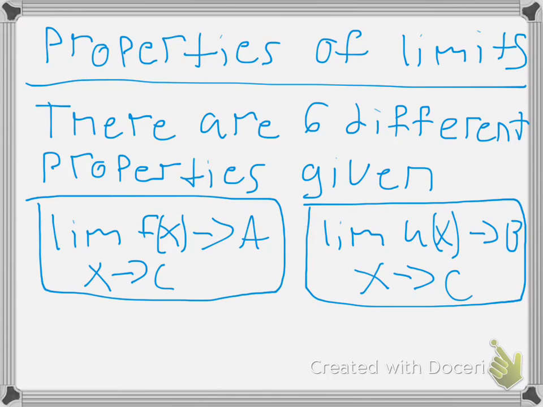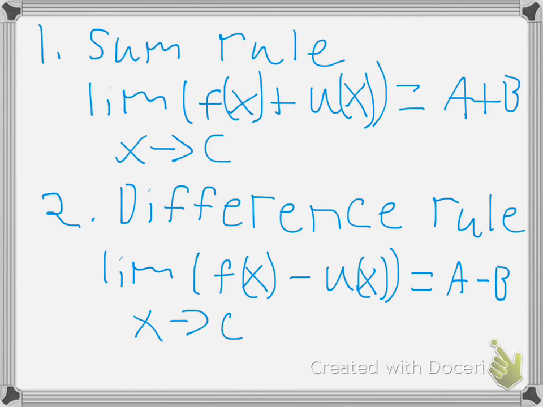There are properties of limits. There are 6 different properties given the two equations: limit of f of x as x goes to c is equal to a, and limit of u of x as x goes to c is equal to b. The first rule for limits is the sum rule. This is the limit of f of x plus u of x as x goes to c is equal to their sum, a plus b.